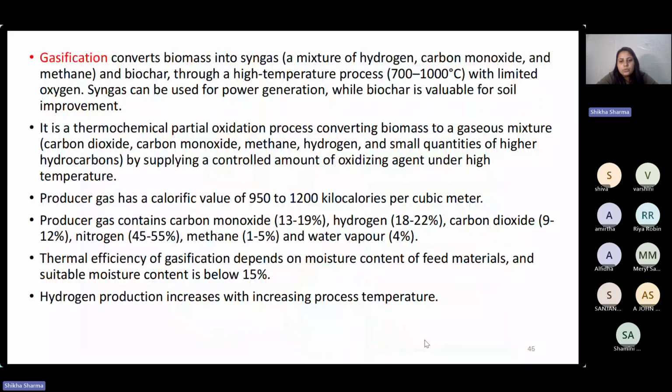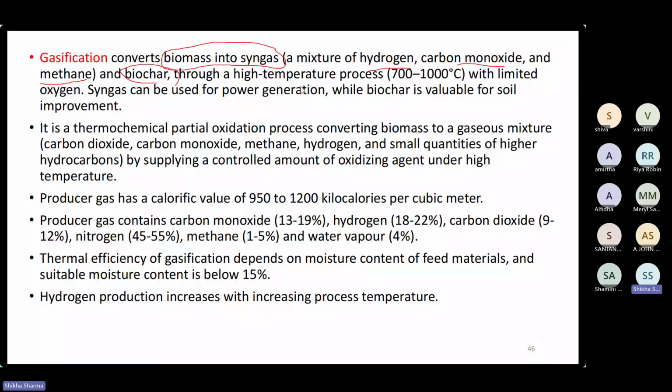And next is the gasification process. Gasification means that we are converting the biomass mostly into syngas. Syngas is a mixture of hydrogen, carbon monoxide, and methane, and we also get biochar, through a high temperature process of 700 to 1000 degrees Celsius with a limited amount of oxygen. The two products we get are syngas and biochar. Syngas can be used for power generation, whereas biochar can be used for soil improvement. So it is basically a thermochemical, partial oxidation process.